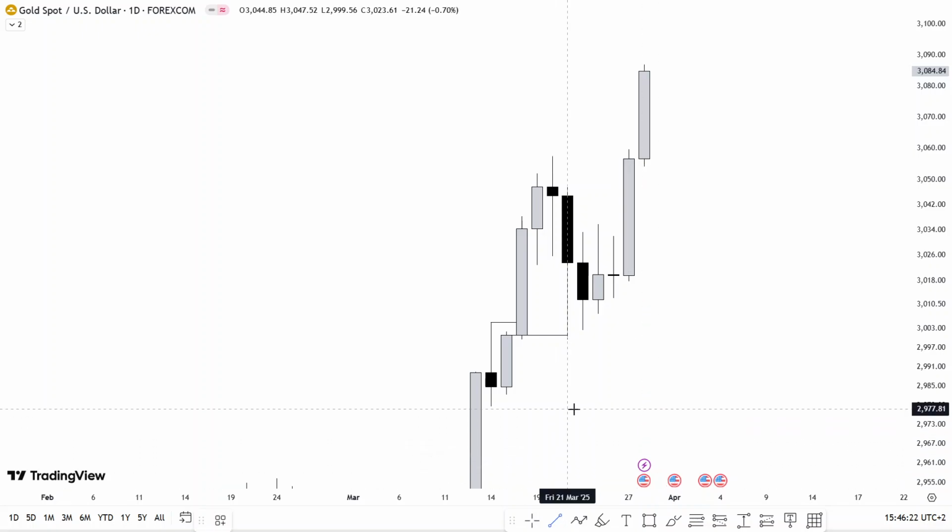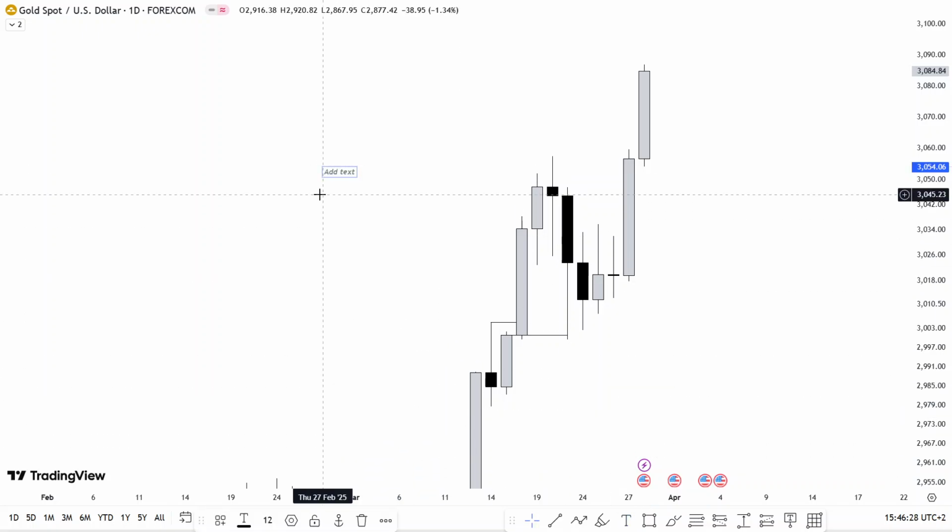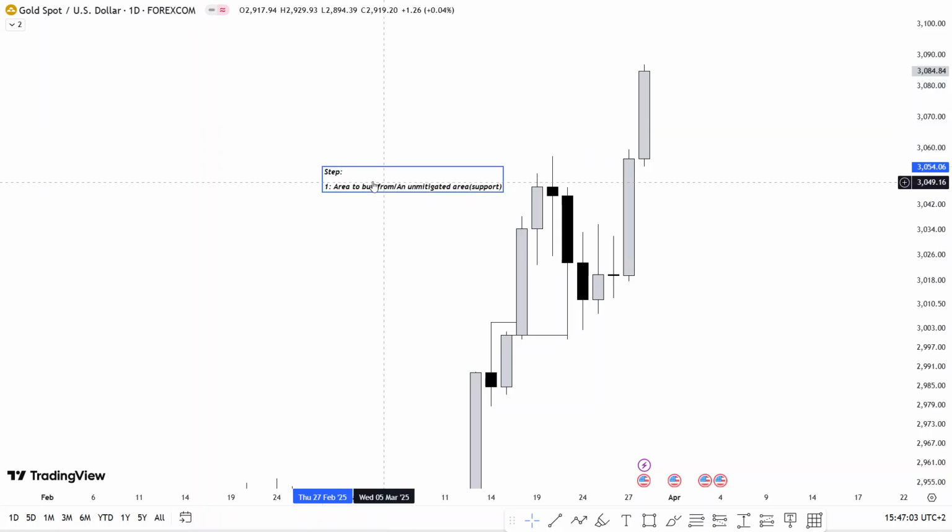So after that, that's the first thing. You need to look for an area to buy from, right? An area to buy from. I'm just gonna write them like this. Step 1, area to buy from, or an unmitigated area. Right? Or support. In this case, in solo, looking for a buy, right? So fine. What's step number 2?